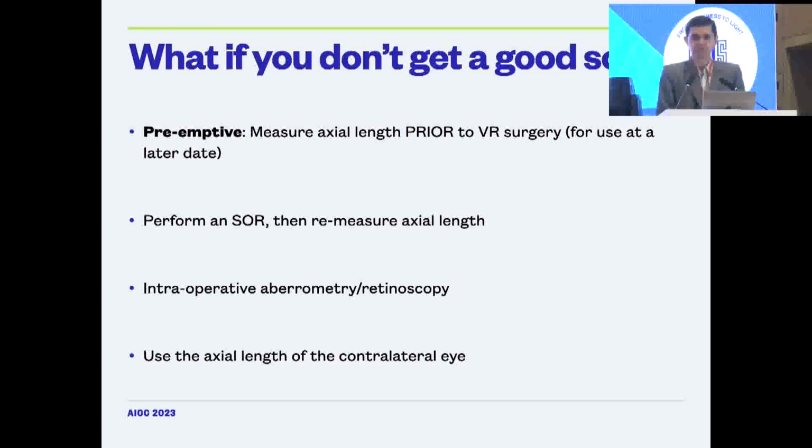First, preemptive, before you actually go in for the surgery, measure the axial length prior to VR surgery for use at a later date. So you're planning a vitrectomy surgery and then later on you're planning a cataract as well. Even though they have not developed a cataract now, you should measure the axial length. Or you can perform an SOR and then re-measure axial length. The other alternative is to use intraoperative aberrometry or retinoscopy after removal of the cataract. And the fourth one, which is the least preferred option, is to use the axial length of the contralateral eye. So this is about measuring the axial length.